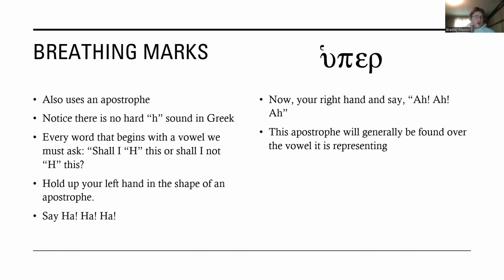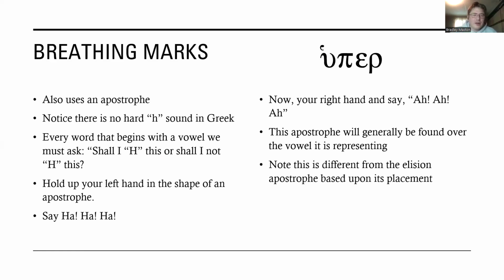Rough breathing is where you cause enough friction or blockage in your mouth to make a sound. The apostrophe will generally be found over the vowel it's representing, and you're looking for that rough breathing where it makes a sound, or the soft breathing. There you go. You did it perfectly.